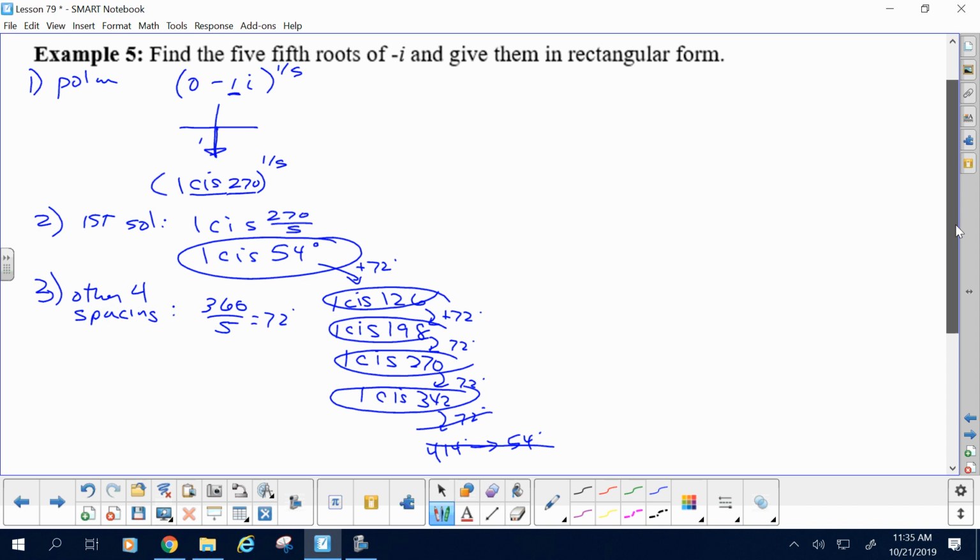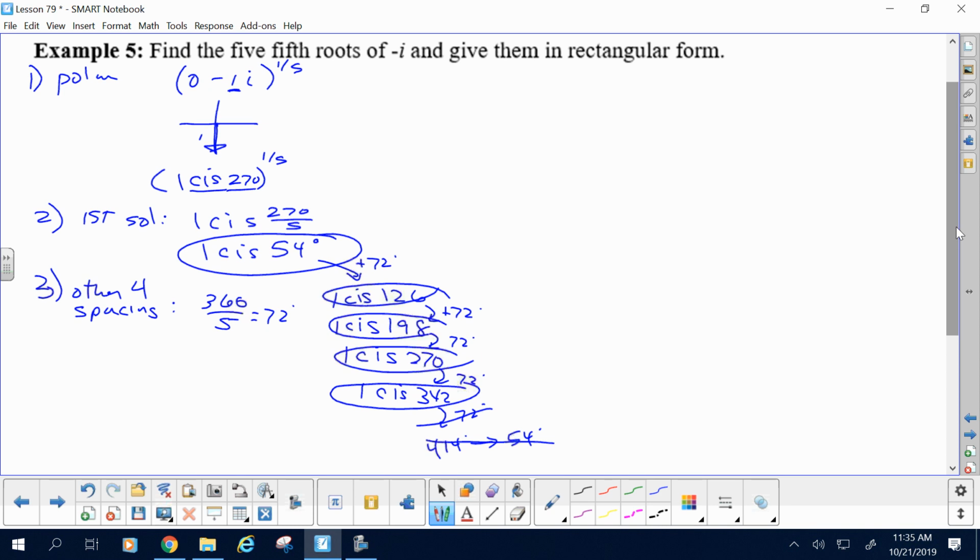Now I need to go back to rectangular. Is that rectangular? Are those reference angles? No. So let's just do one of them in rectangular to save some time. How would I do this one in rectangular? 1 cosine of 54 and 1 sine of 54, and then I go calculator and so on. Yeah?